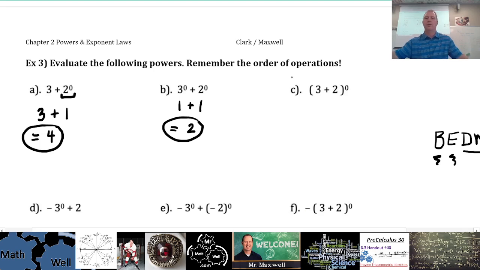All right. Okay, what about C? I'll do C with you as well. So should I do the exponent first, or should I do the brackets first? Yeah, brackets first. So I'm going to evaluate what's inside the brackets first. So that 3 plus 2 is 5. And then you just rewrite the 3 plus 2 as 5, and then you keep the 0 up there so you know what to do next.